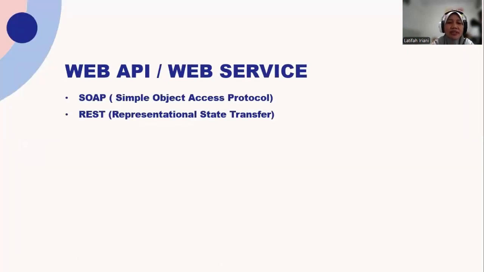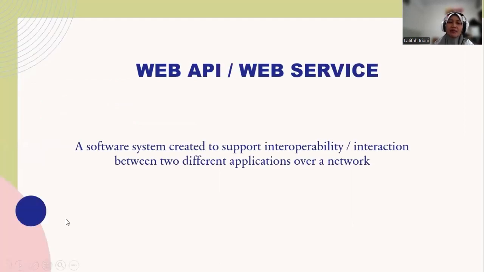In web service, SOAP or Simple Object Access Protocol and REST or Representational State Transfer, they are two architectures commonly used to enable communication between various applications over a network. However, in this course, we will only discuss about REST. So what is web API or web service? Web API or web service is a software system created to support interoperability or interaction between two different applications over a network.